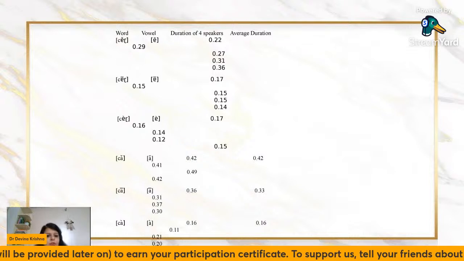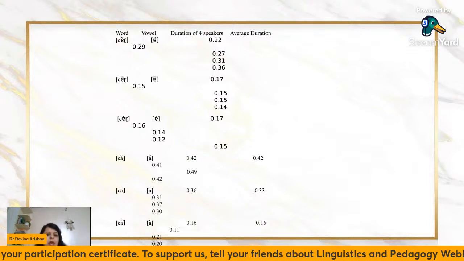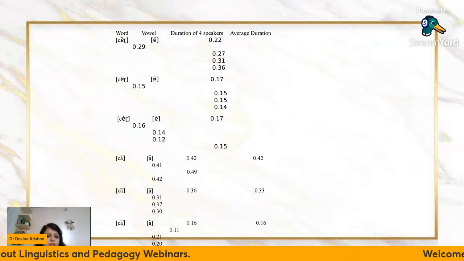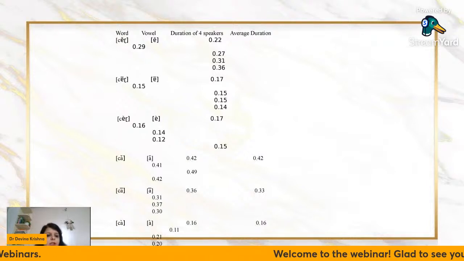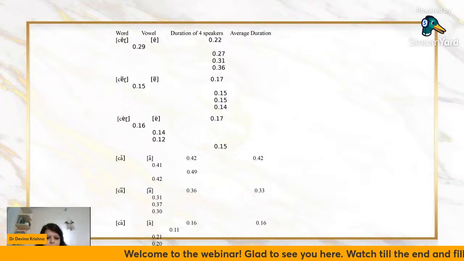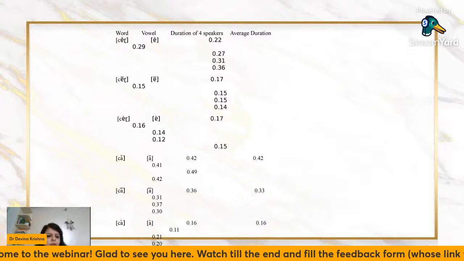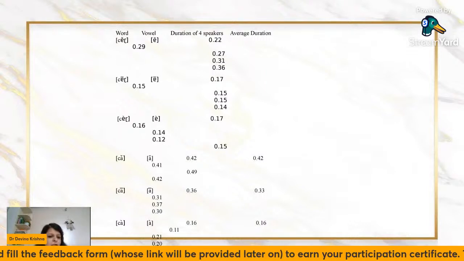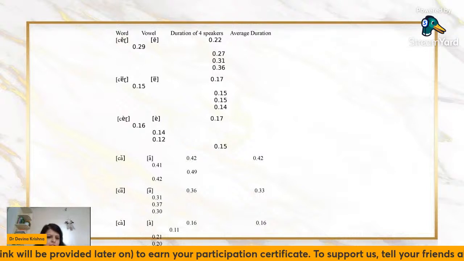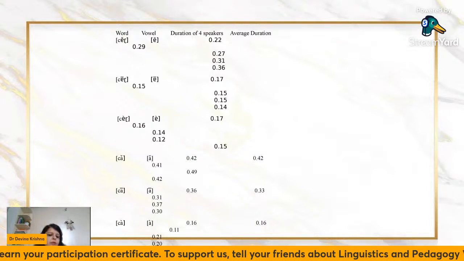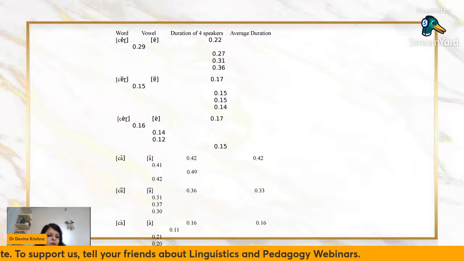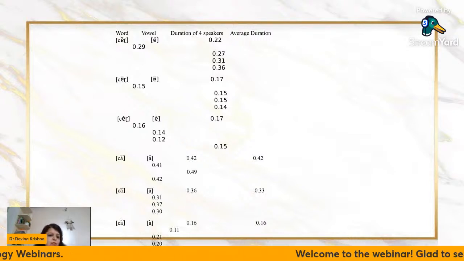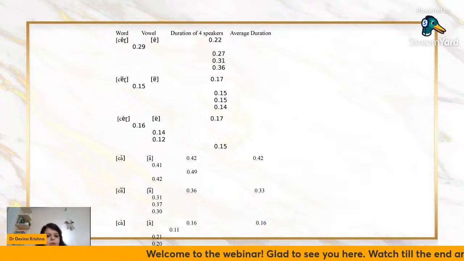I have given the vowel along with the tone markings, and for every word, as I consulted four speakers, I've also given the duration for each speaker, and then the average duration. Let me take this word. The word is cha, which has a falling rising tone marking. If I have to say it in Dogri with a falling rising pitch, it will be cha, cha. Now this cha is a kind of game that children play. So here I could see the duration which I got.